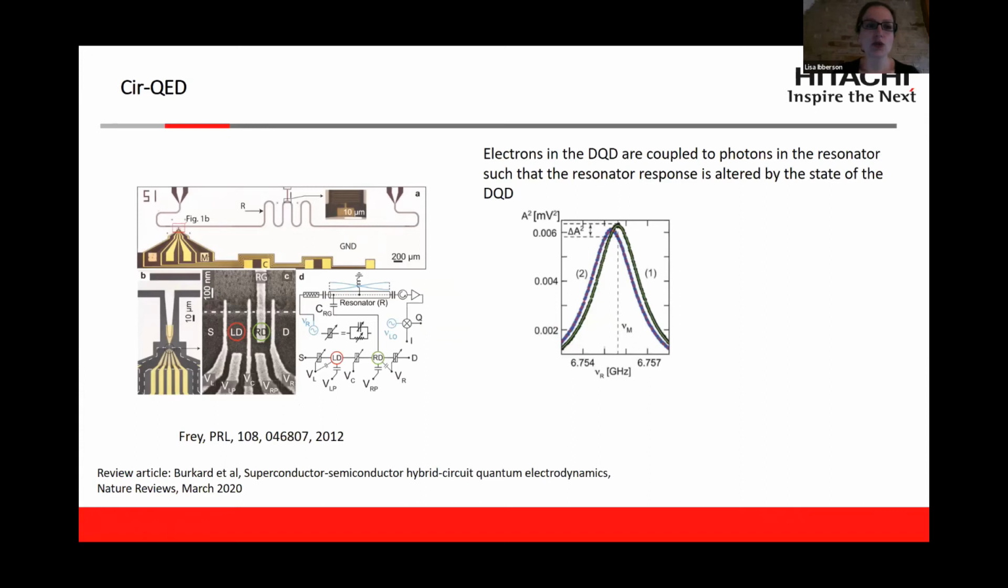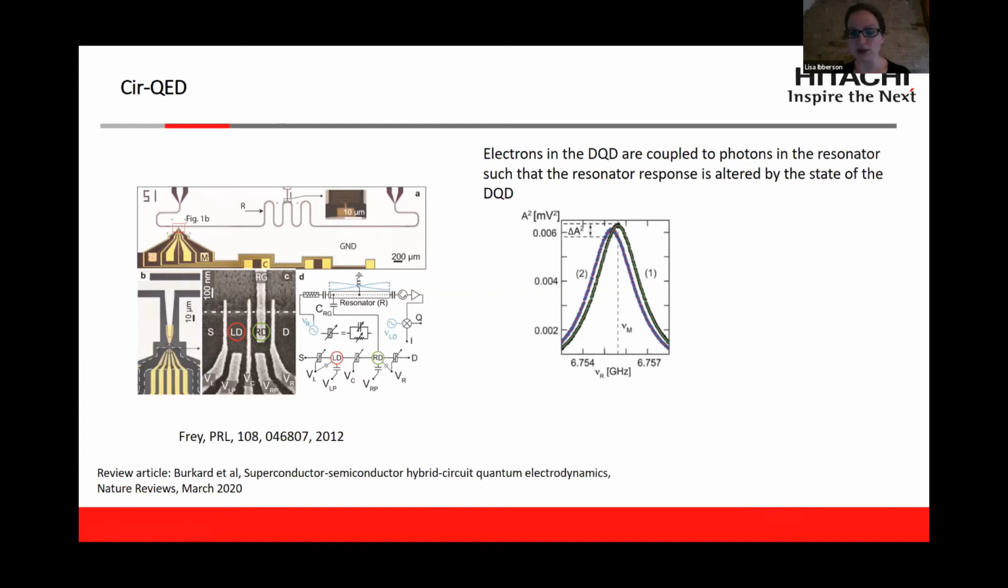I'd like to just look briefly at circuit QED in a bit more detail. The image on the left is taken from a paper from several years ago. The meandering line across the top is a half wavelength resonator. And you can see in the bottom left-hand corner, it's coupled to a surface gate-defined double quantum dot. The researchers recorded the transmitted signal through their resonator and observed a change in the transmitted signal, shown in this graph here, as they varied the bias on the double quantum dot.